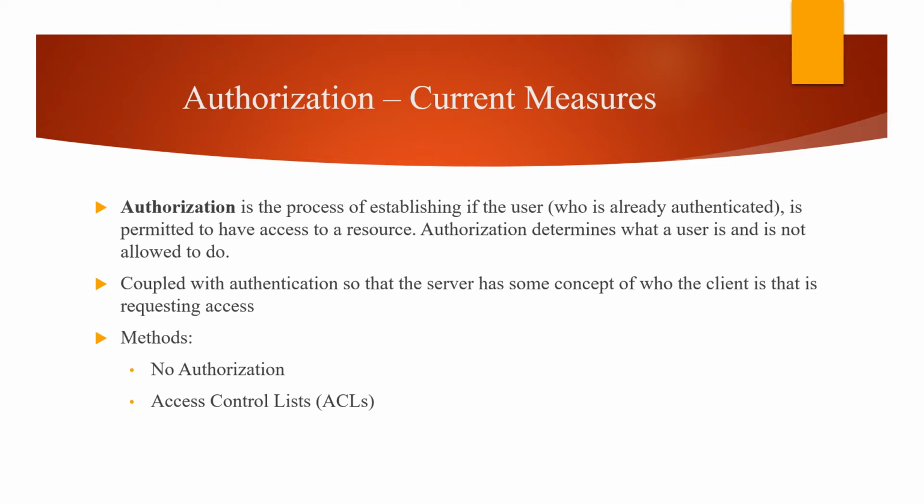Authorization determines what a user is and is not allowed to do. Authorization is usually coupled with authentication so that the server has some concept of who the client is that is requesting access. In some cases, there is no authorization. Any user may use a resource or access a file simply by asking for it. Almost all network security systems operate by allowing selective use of services. An ACL or access control list is a common means by which access to and denial of services is controlled.